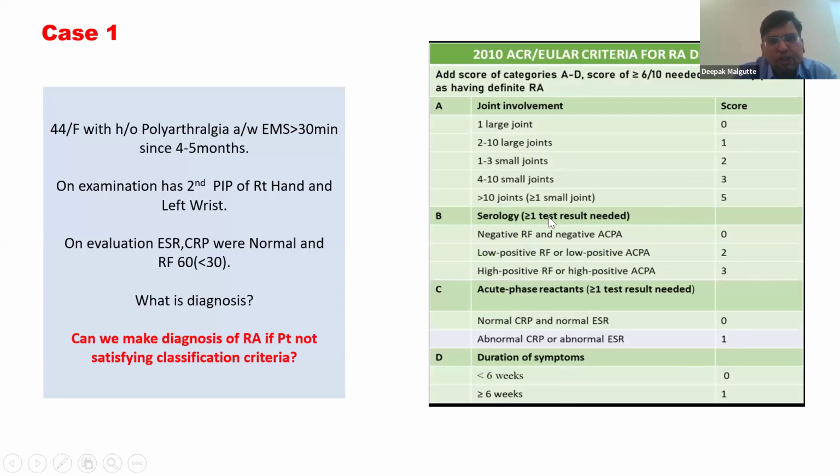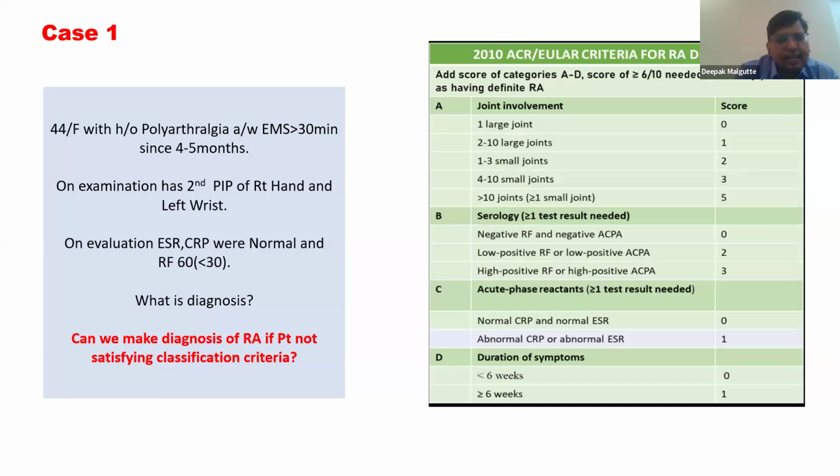She has two small joint involvement, which equates to a score of 2. She has a low positive RA factor, which equates to 2. And she has normal ESR and CRP, and duration is more than 6 weeks. So the score comes to 5. And for diagnosing rheumatoid arthritis, we need a score equal to or more than 6. So can we confirm rheumatoid arthritis in this patient?